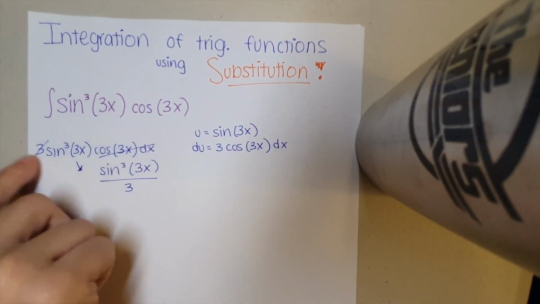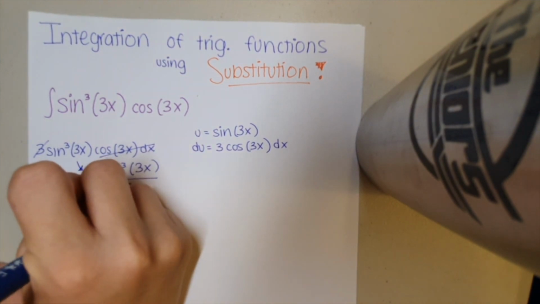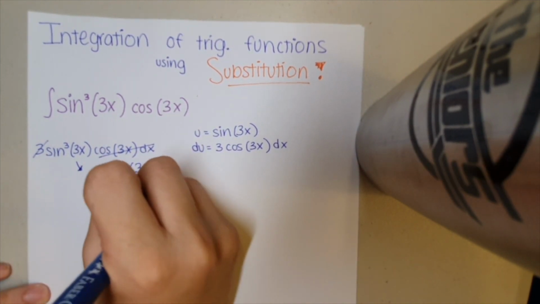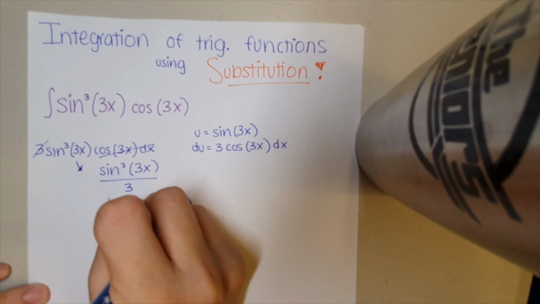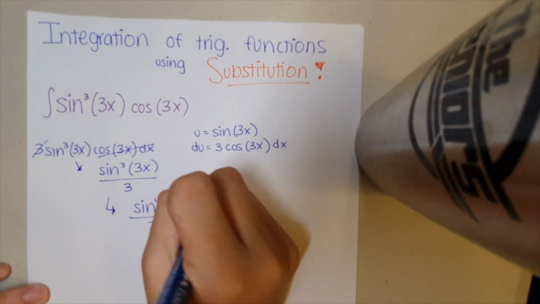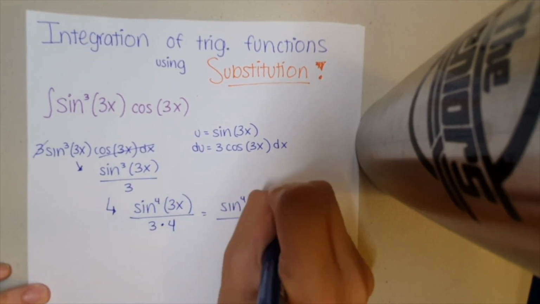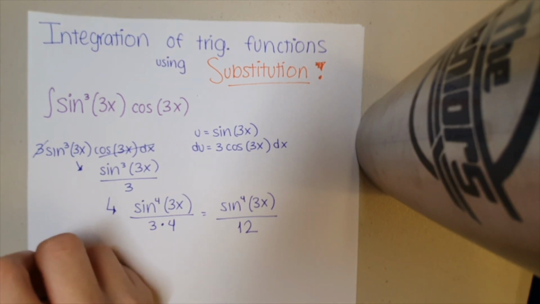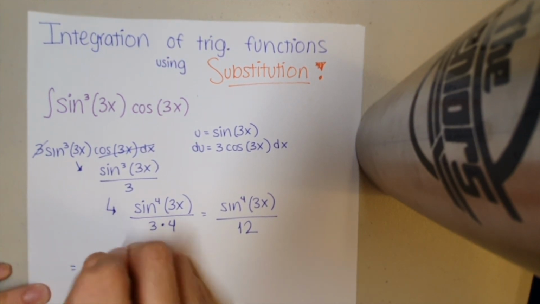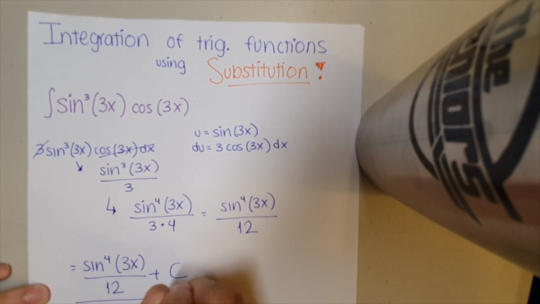Then, we need to treat this function as a normal integral, which means that we only need to add 1 to the exponent and as well divide everything by this number. In this case, we are left with the final answer as sine to the 4th power 3x over 12. Oh, and don't forget to add a constant.